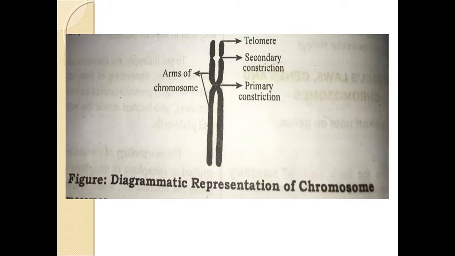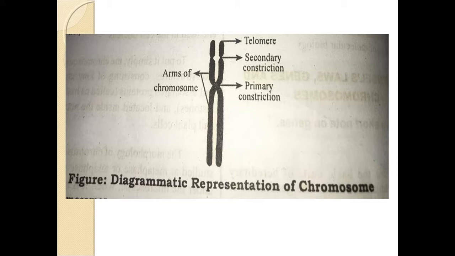Chromosomes, as we have discussed earlier, are the main hereditary material that is passed on from the parents to the offsprings.